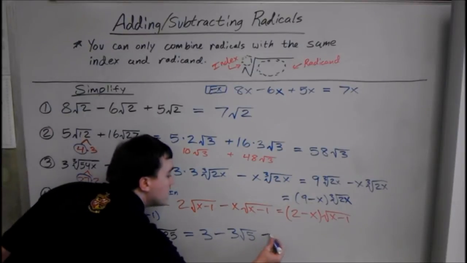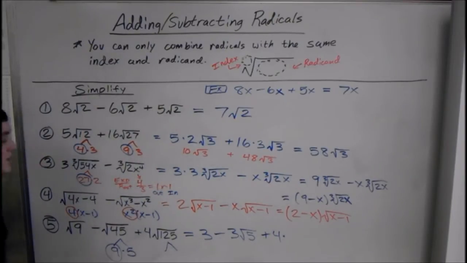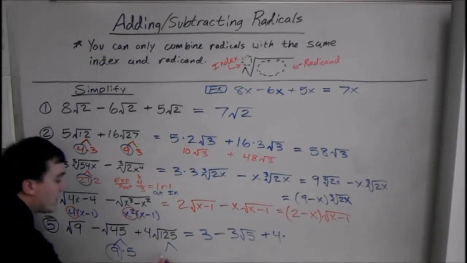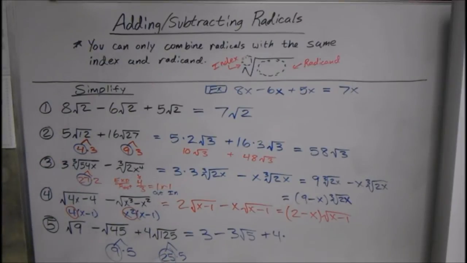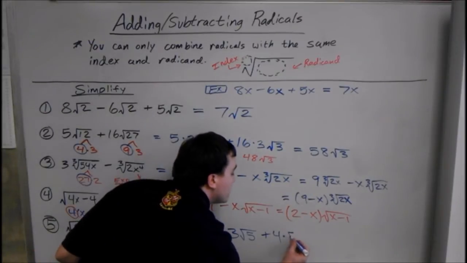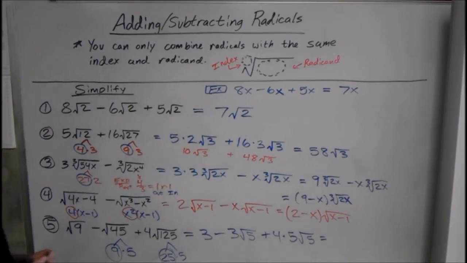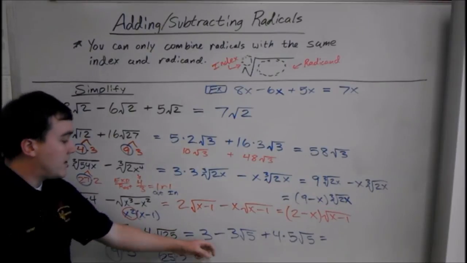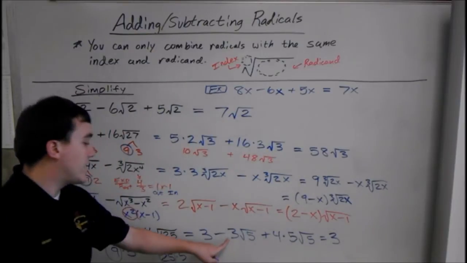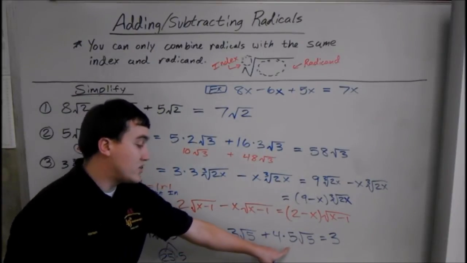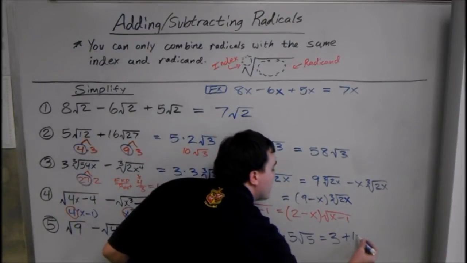plus 4 times root 125 we break up into 25 times 5. And we could take out the 25. So 4 times 5, root 5. Alright, and then finalize it. Can't do anything with this 3. This 3 is left there. Then we have negative 3 root 5 plus, that's 20 root 5. Negative 3 plus 20 is positive 17 root 5.